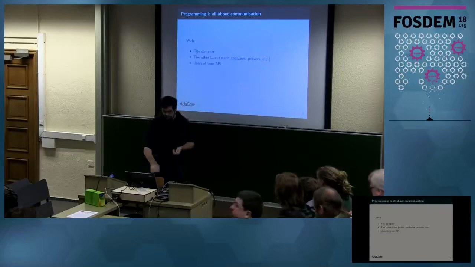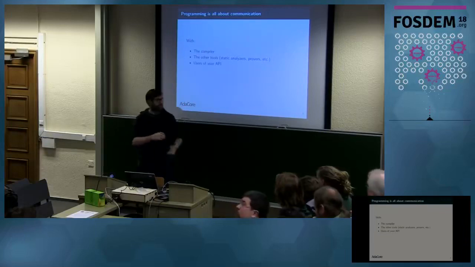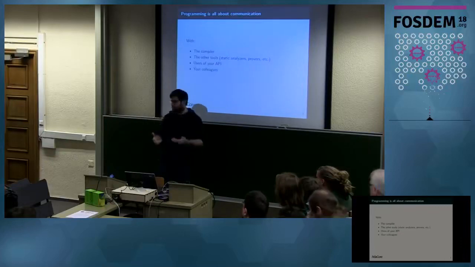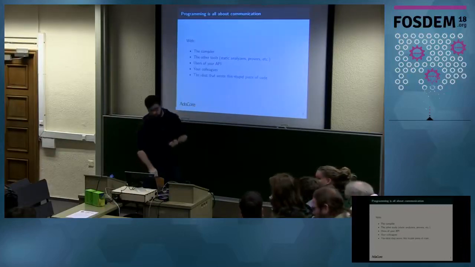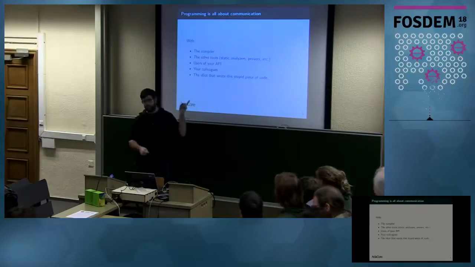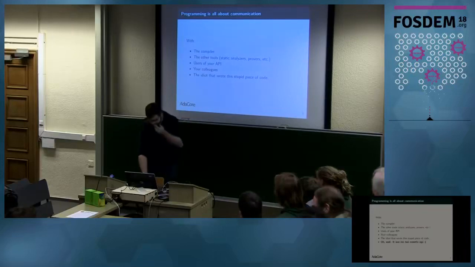You want to communicate with users of your API. If you're writing a library, you want people to know how to use the library. With your colleagues, of course, because they will read your code, debug it, etc. And you even want to communicate with that idiot that wrote this really stupid piece of code. But, oh wait, it was me 2 months ago.